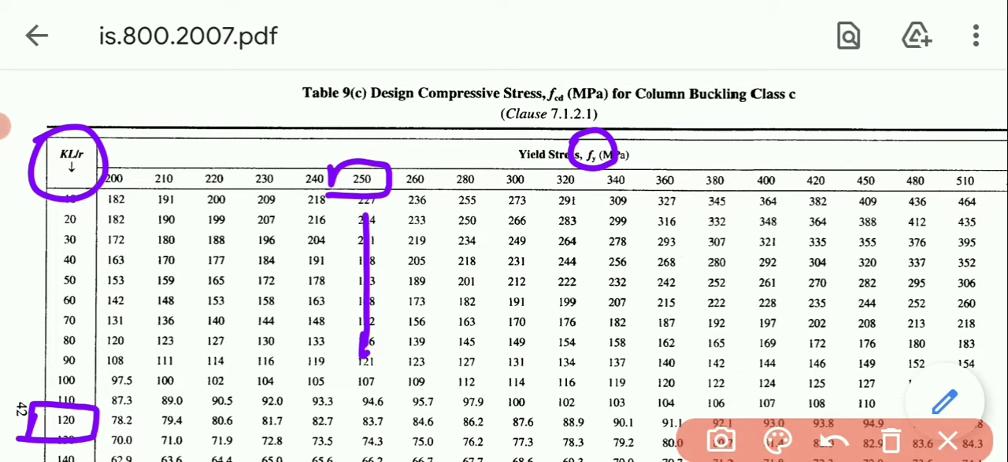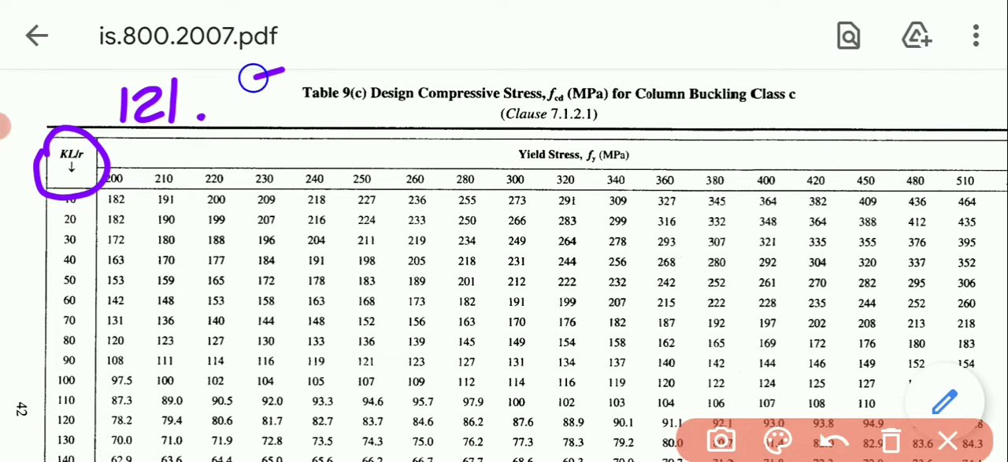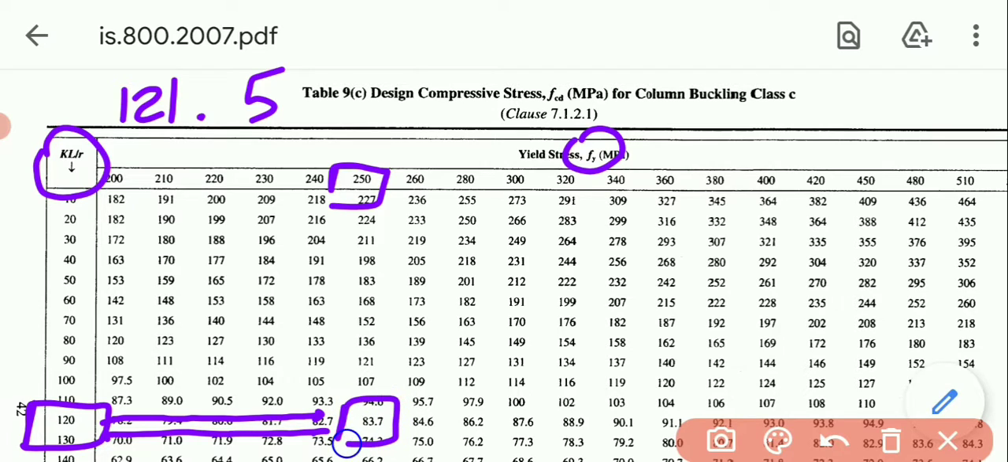So in the line of 250, 120 and 130. Just a minute. KL by RY is our 121.5, so it is in the range of 120 to 130. Fy is 250, so our answer will be this one. At 120 it is 83.7, and at 130 it is 74.3. So at a difference of 10 I will get the value of 9.4.